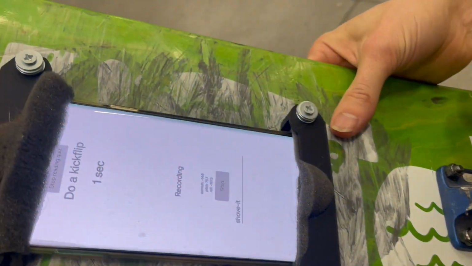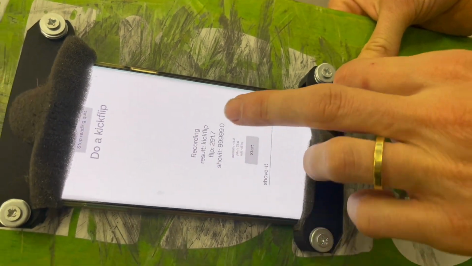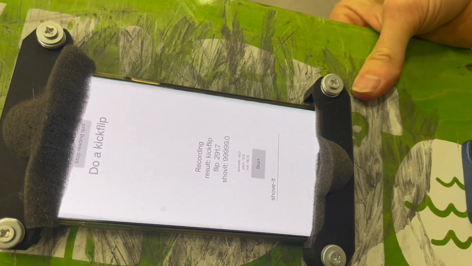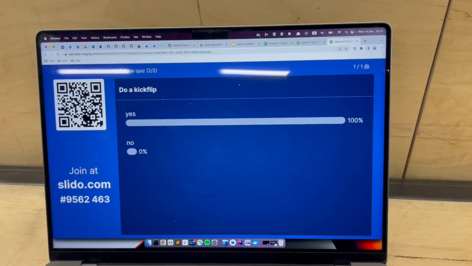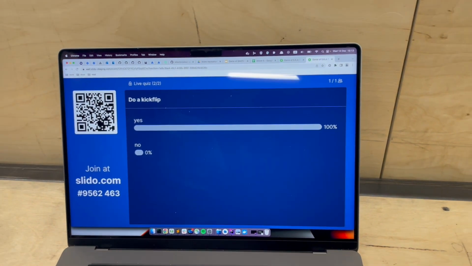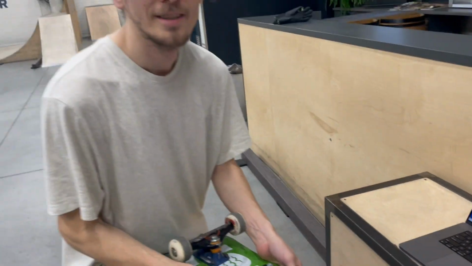Let's take a look at the result. The flip was recognized and the threshold is below 400. Yeah. That's it. Thanks.